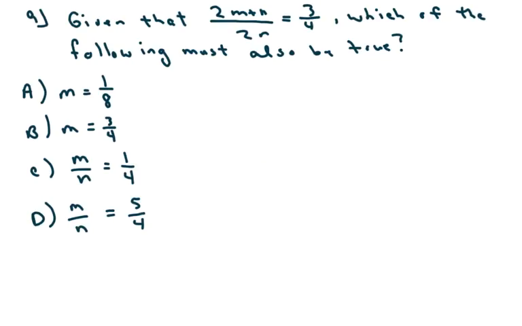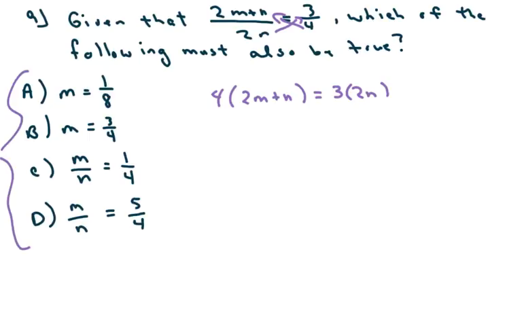Okay. It says, given that (2m plus n) over 2n equals 3/4, which of the following must be true. So I think what I'm going to do is just cross multiply here because I'm not really sure. So I'm going to save room, and we're going to cross up like this. You get 4 times (2m plus n) equals 3 times 2n. And I'm going to keep looking at my answer choices here. You get 8m plus 4n equals 6n.